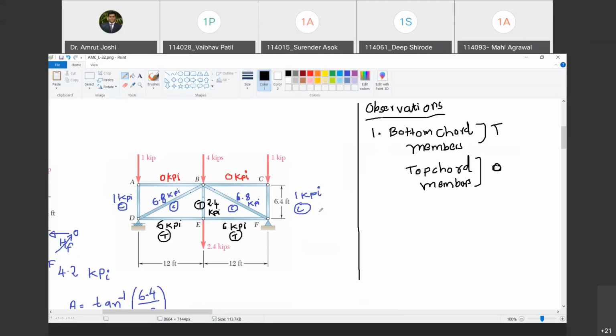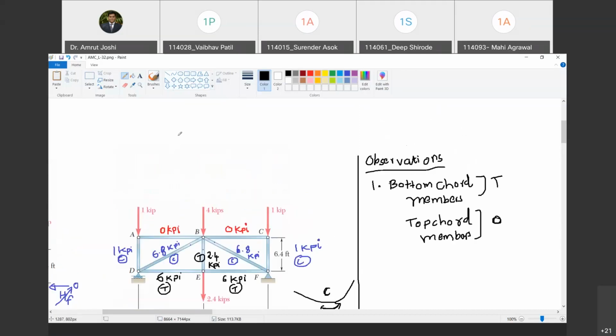Now why does this happen? Because under this loading, you can imagine if I support a structure like this, it is going to bend in this fashion. Agreed? So you can imagine that this side is going to experience tension and the upper side is going to experience compression. Happy? So that justifies that the bottom chord members are going to be in tension.